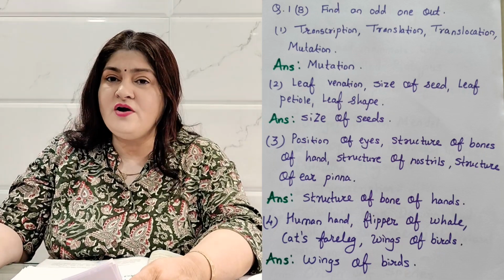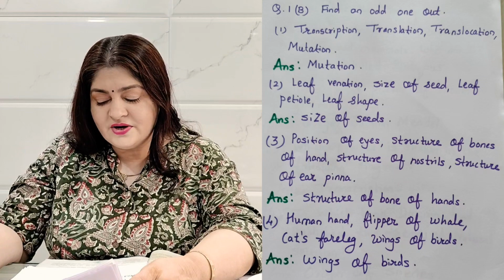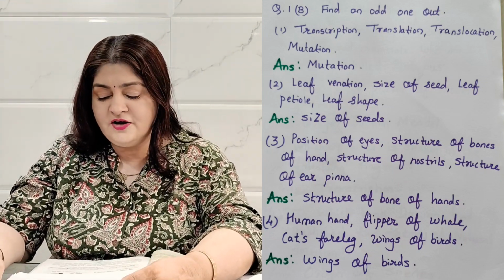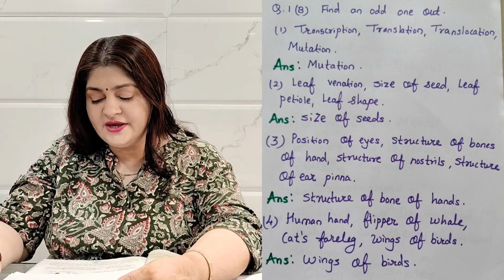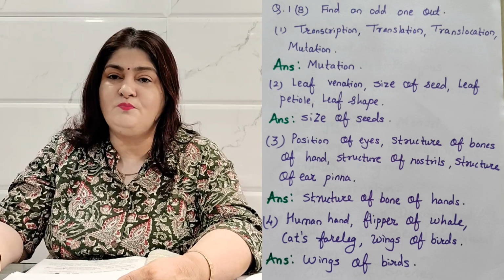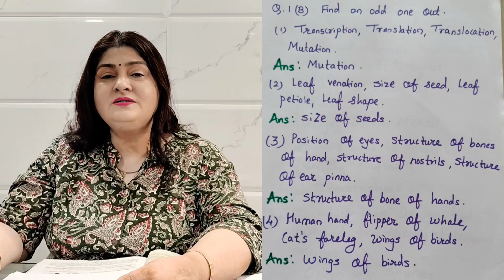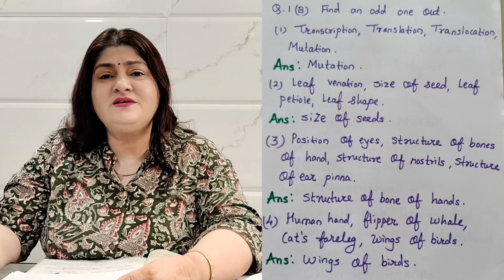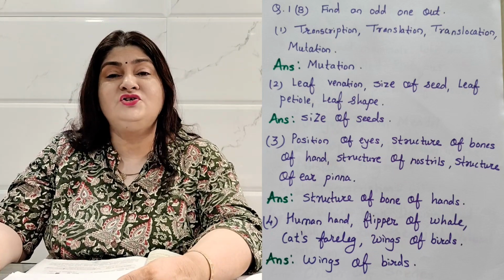So which is the odd one in this? That is structure of bones of hands. The fourth odd one out: human hand, flipper of whale, cat's foreleg and wings of bird. So wings of bird is the correct answer. Others are anatomical evidence and they show quite a similarity in bones and bony joints.